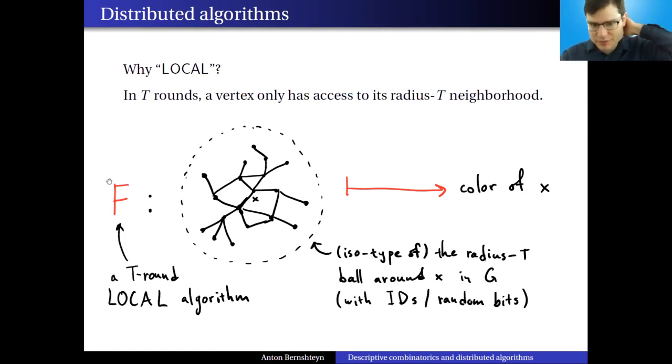A t-round local algorithm is a function that, for each vertex x, takes as input the isomorphism type of the radius t ball around x, where the symmetry breaking information like IDs or random bits are included in the structure. So in the deterministic setting, each vertex will have its ID written on it, right? And given this information, it has to output the color for it. And if you apply this function to adjacent vertices, then the colors have to be different.